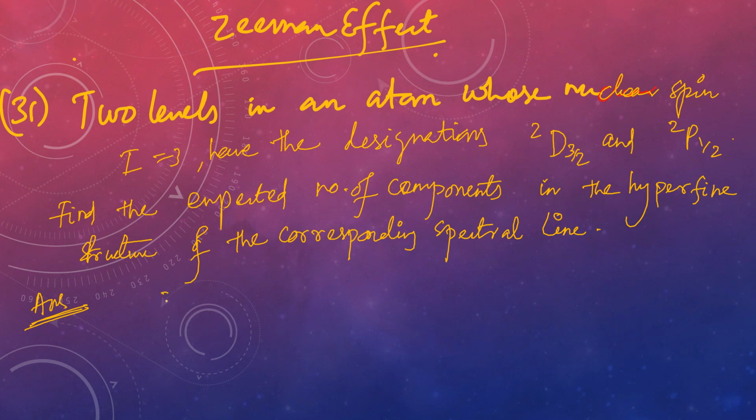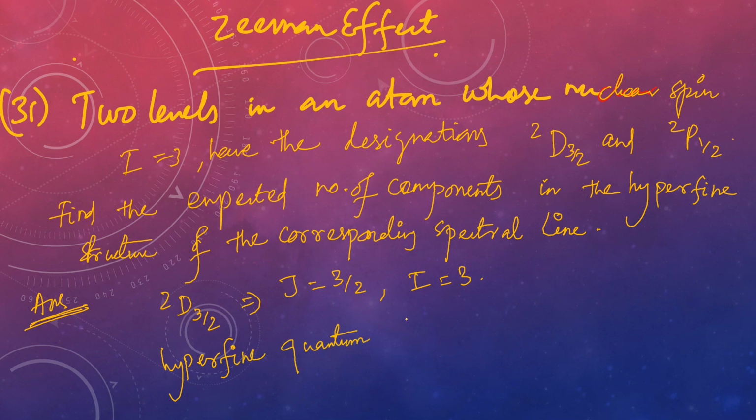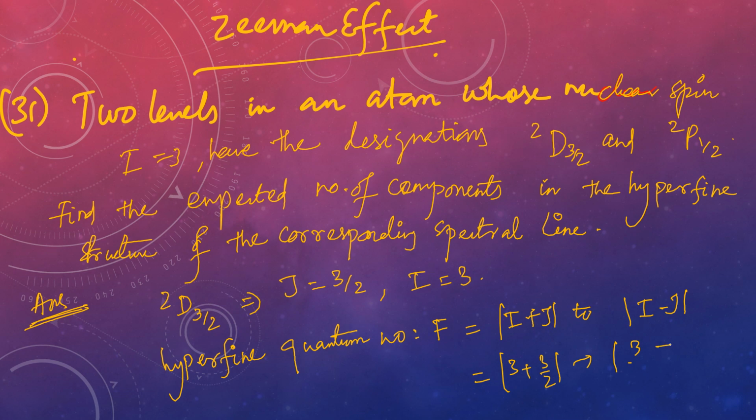Okay, so 2D 3 by 2. What is the j value here? 3 by 2. What is the nuclear spin given? 3. So what is the hyperfine quantum number? The hyperfine quantum number is F. F is written as I plus j to I minus j, or j plus I, same thing. So 3 plus 3 by 2 to 3 minus 3 by 2: 9 by 2, 7 by 2, 5 by 2, 3 by 2. Thus for this state there are 4 hyperfine structures.